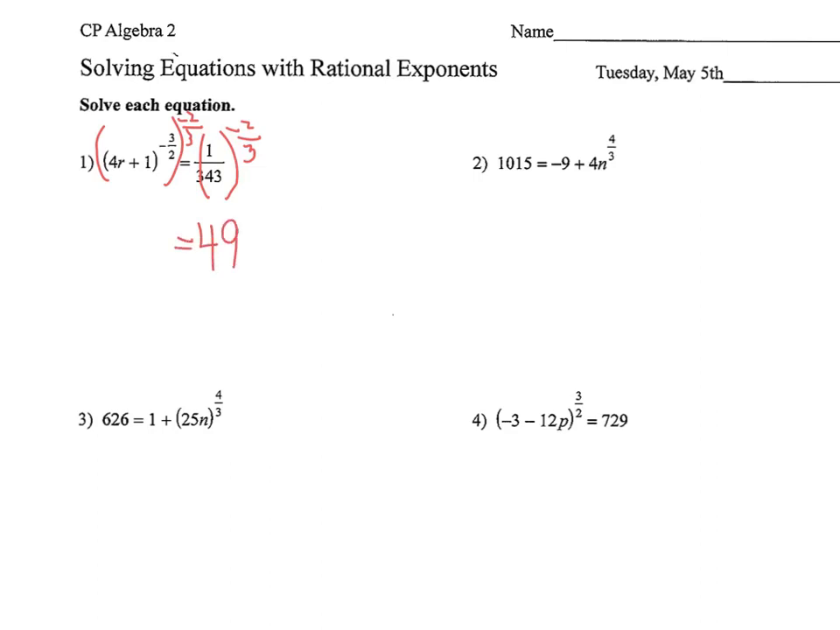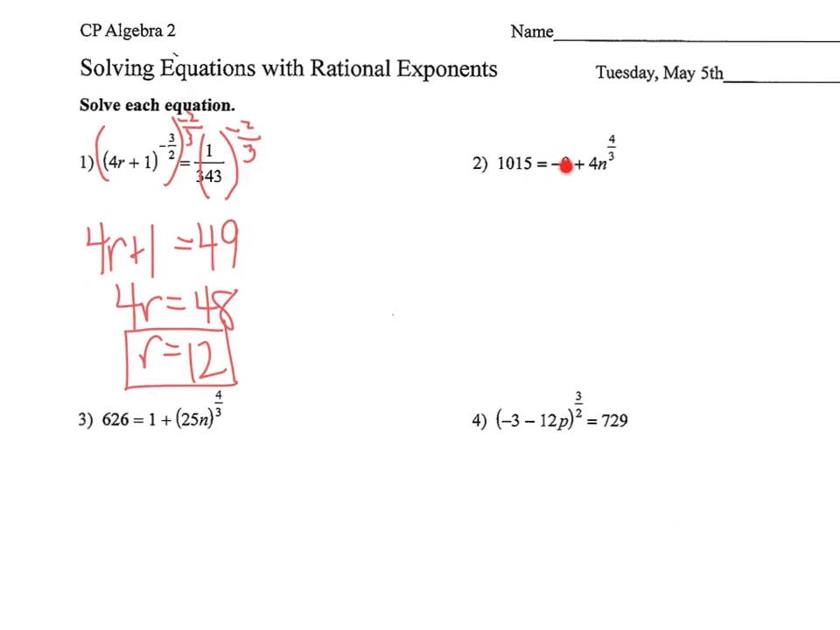And my power's gone over here, and I get 4r plus 1. Next, you want to subtract 1 from both sides. That makes 4r equal to 48. And then you want to divide both sides by 4, which makes r equal to 12. And that's our answer. So think about undoing, and let's look at number 2.